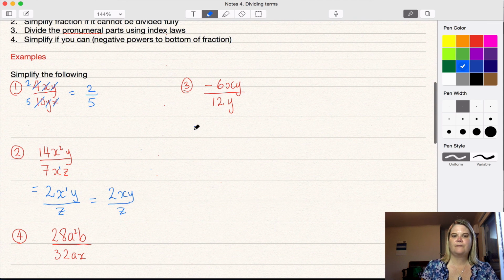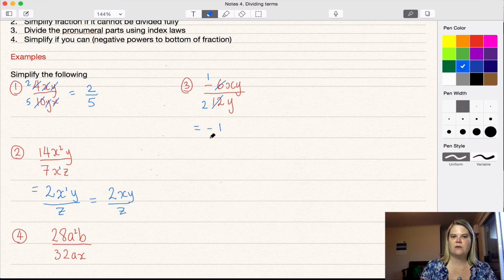Question 3. Divide your number parts first. 6 divided by 12. Don't get tricked by this one. 6, how many 12s is the question. You can't divide 6 by 12. So we need to look at a number that goes into both of them to simplify. 6 goes into both of them. 6 divided by 6 is 1. 12 divided by 6 is 2. We have a -1 divided by a +2, different signs, so we're going to end up with a negative for our solution.